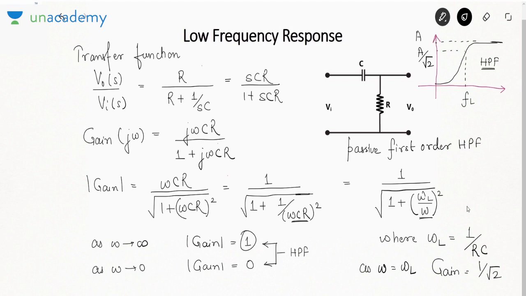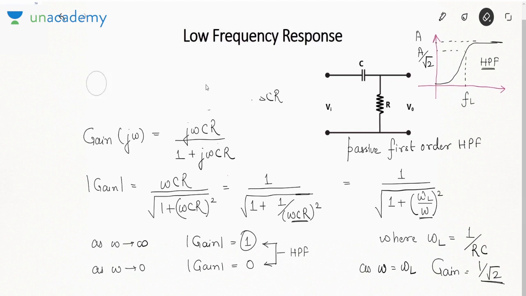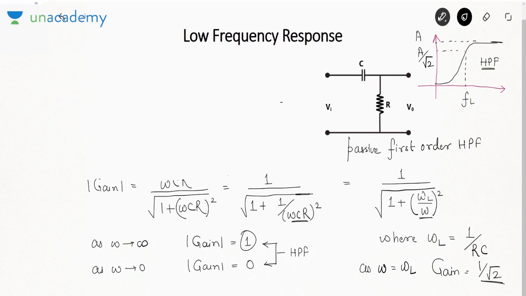Here maximum gain is 1. So when gain becomes 1 by root 2, we will get the cutoff frequency. So that means in this case the cutoff frequency is 1 by RC. This is omega, which means angular frequency in radian per second. If we want to write it in hertz, what will I write? FL is 1 by 2 pi RC, and this is the cutoff frequency.